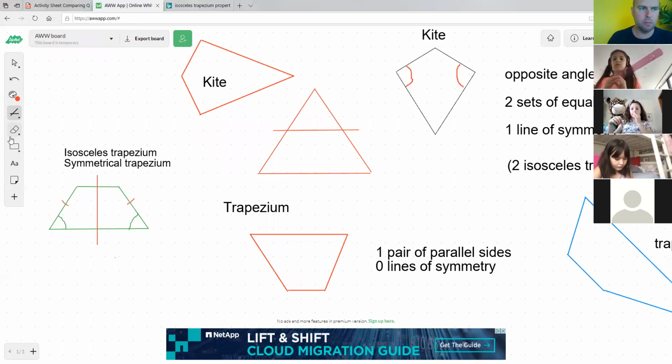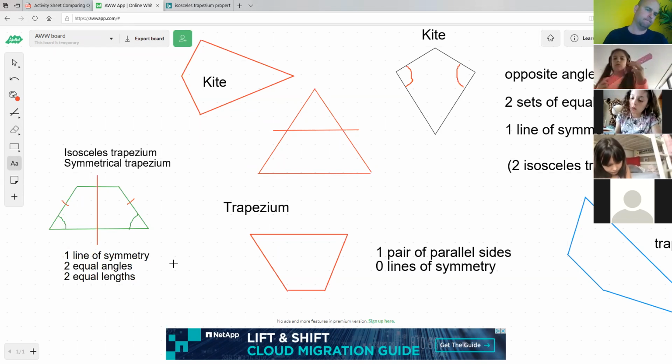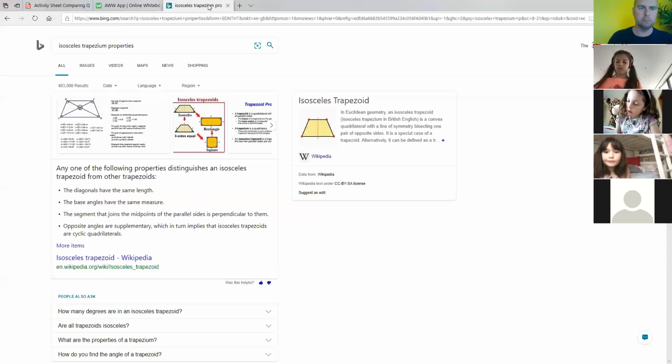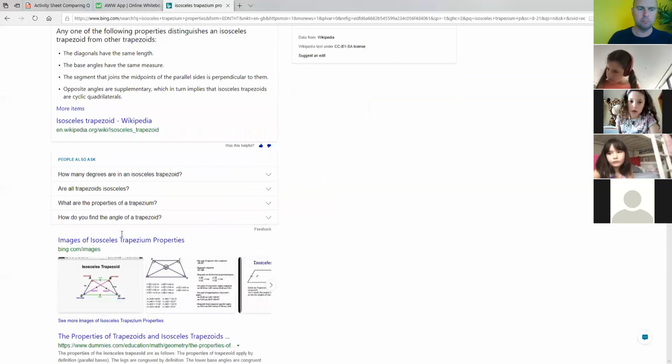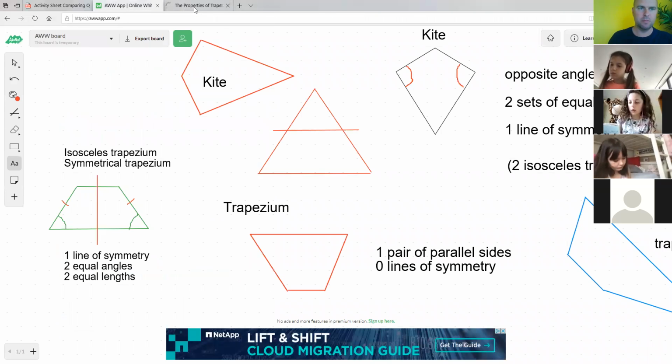So we've got 1 line of symmetry, 2 equal angles, 2 equal side lengths.